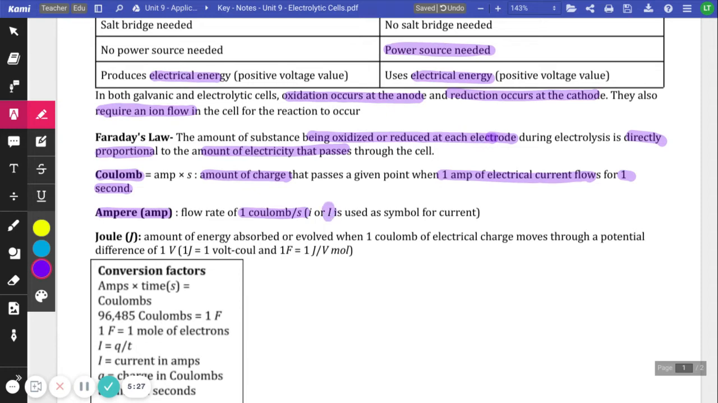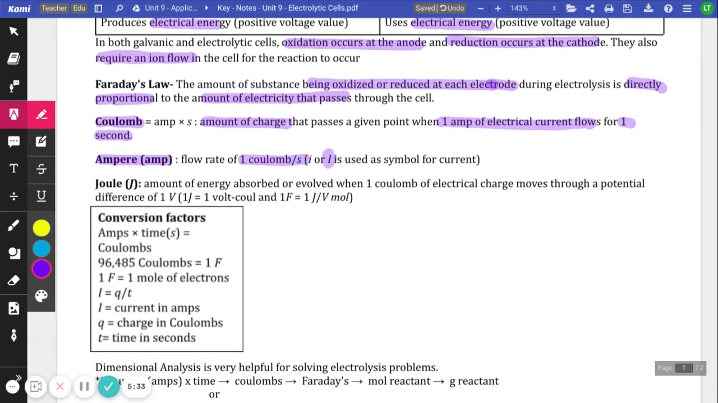I is often used as a symbol for current, which ampere is a measure of current. So we would see that pretty often. And joule is the amount of energy absorbed or evolved when 1 coulomb of electrical charge moves through a potential difference of 1 volt.